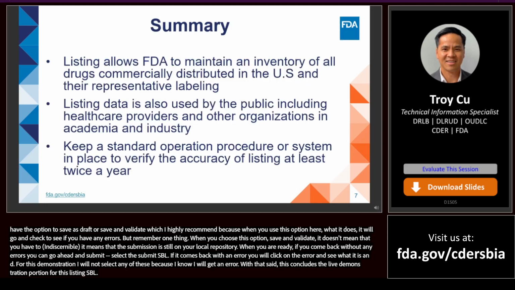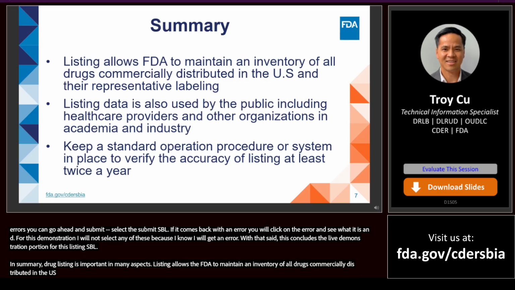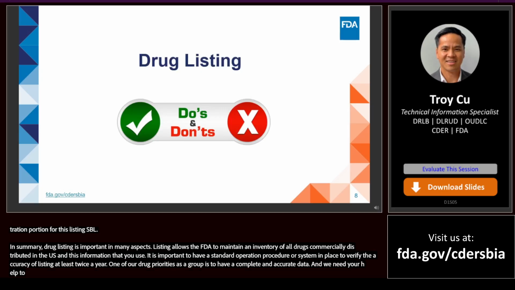In summary, drug listing is important in many aspects. Listing allows FDA to maintain the inventory of all drugs commercially distributed in the U.S., and this information is used by the public and other institutes. It is important to have a standard operating procedure or system in place to verify the accuracy of listing at least twice a year. One of our drug priorities as a group is to have complete and accurate data, and we need your help to obtain that information. Next, I would like to go over some dos and don'ts related to drug listing.